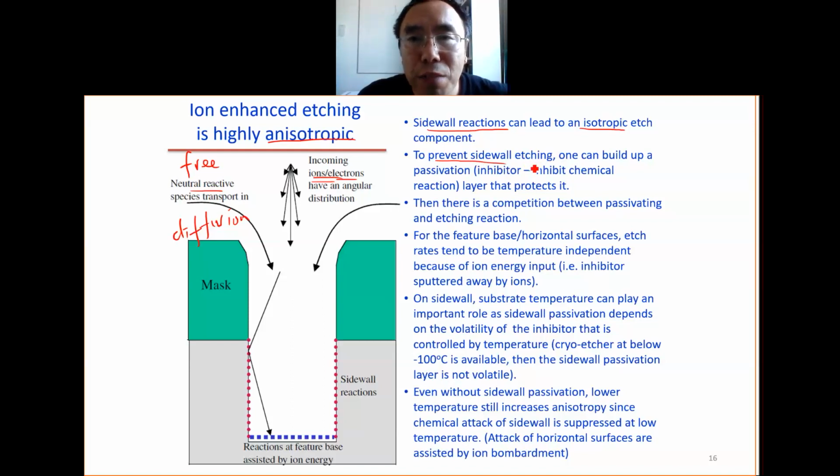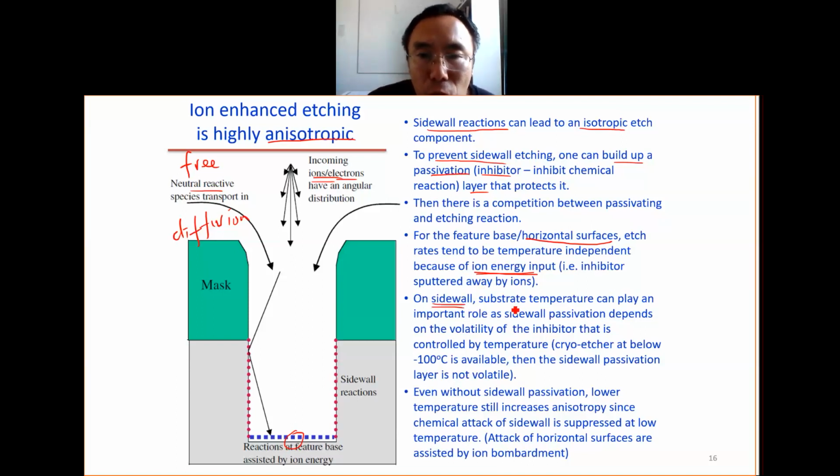We need to prevent side wall etching. We can build up a polymer, a passivation layer, also called an inhibitor, that will protect the side wall. Then there will be competition between the passivation and the etching reaction. For the horizontal surface, the etching rate tends to be temperature independent because we have ion bombardment. When we have ion energy, thermal energy is not important.